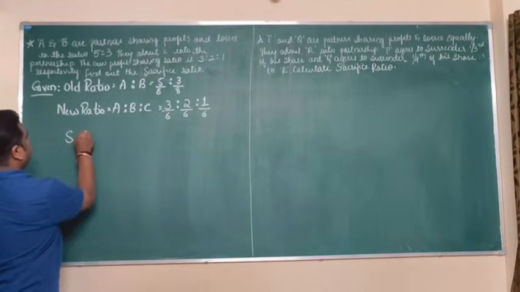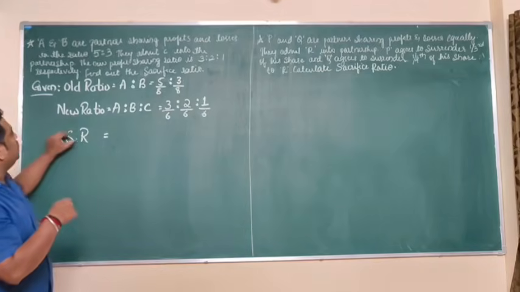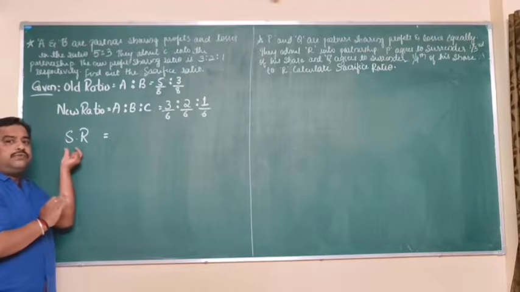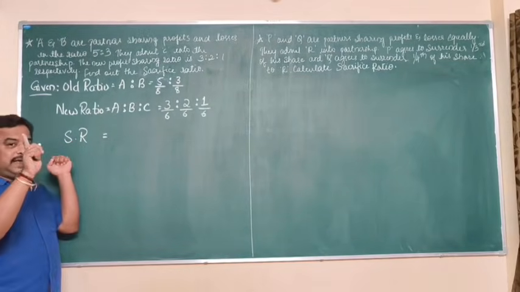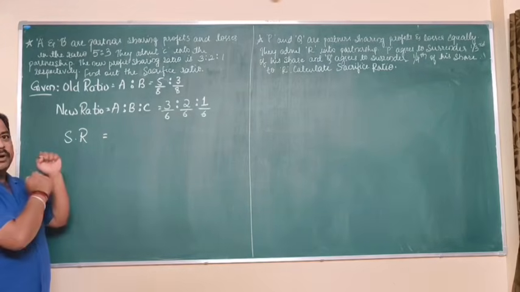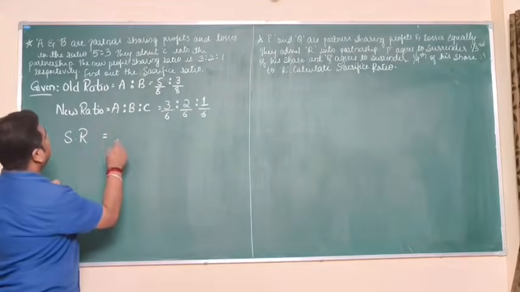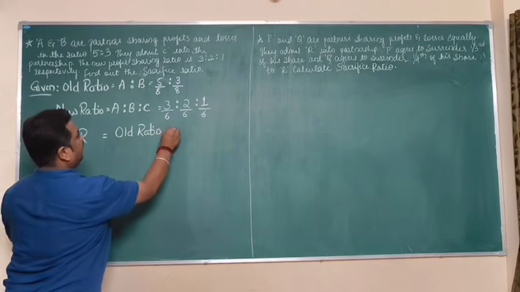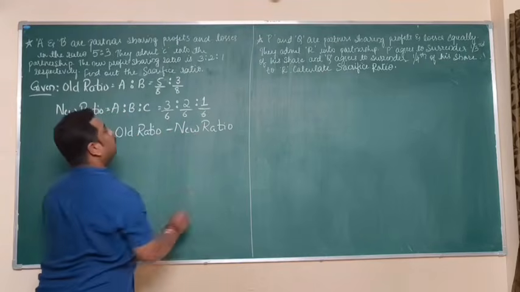So no change. Sacrifice ratio. Now here in the class, to make it faster, I am using some shortcut words. But please students, in the exam, remember that you must use the full word. In the class you will be solving so many practice problems, but in the examination you are going to solve only one problem, and that problem should be the best problem to be solved. So please use the full form in the examination. So sacrifice ratio is equal to old ratio minus new ratio.